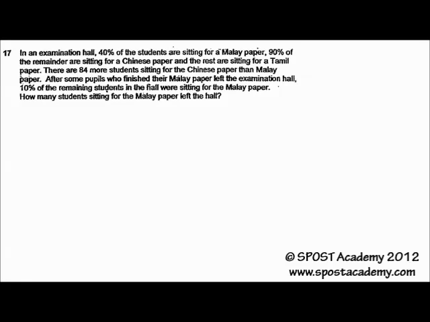In an examination hall, 40% of the students are sitting for a Malay paper, 90% of the remainder are sitting for a Chinese paper, and the rest are sitting for a Tamil paper. There are 84 more students sitting for the Chinese paper than Malay paper. After some pupils who finished their Malay paper left the examination hall, 10% of the remaining students in the hall were sitting for the Malay paper. How many students sitting for the Malay paper left the hall?